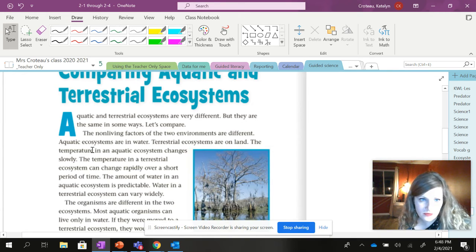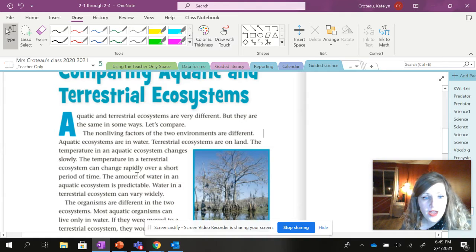The temperature in an aquatic ecosystem changes slowly. The temperature in a terrestrial ecosystem changes. Sorry, I lost my spot. The temperature in a terrestrial ecosystem can change rapidly over a short period of time. So I'm hearing that the aquatic one changes slowly. The terrestrial one changes rapidly. Rapidly means very quick.